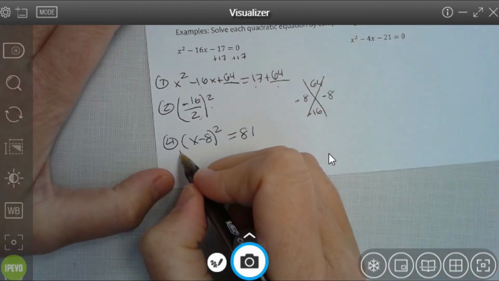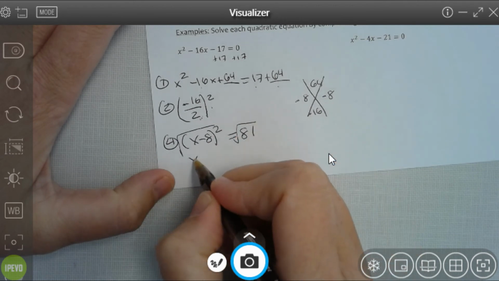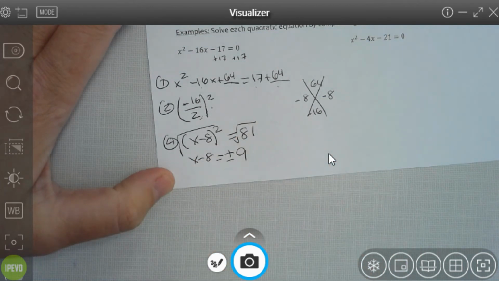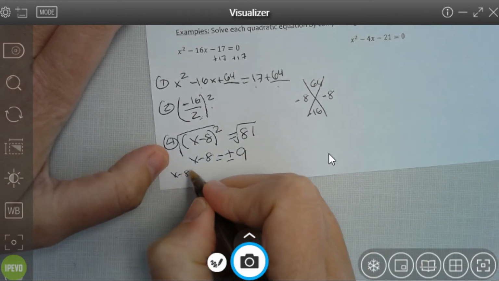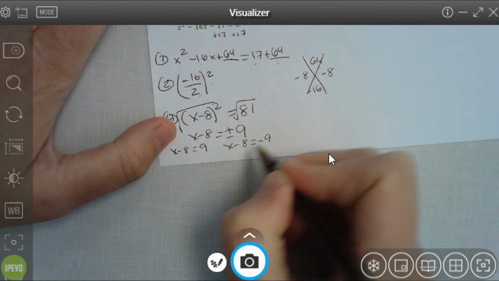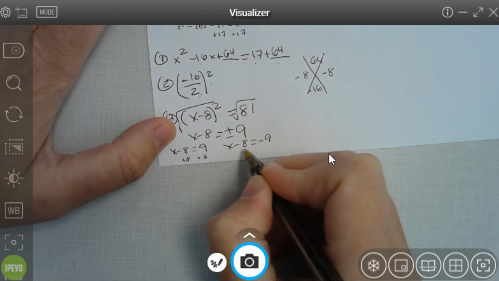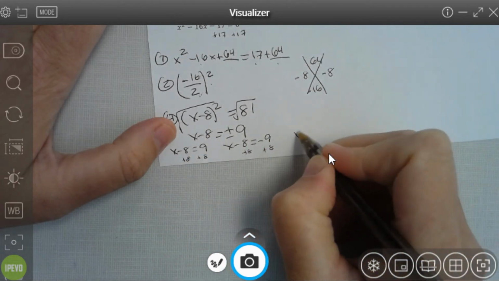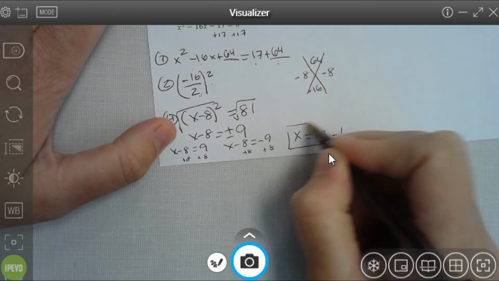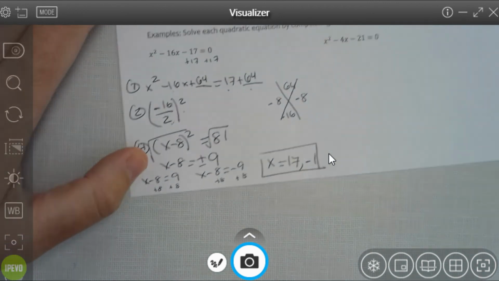Now let's finish solving it. I'm going to square root both sides. So x minus 8 equals plus and minus 9. So I need to do x minus 8 equals 9, and x minus 8 equals negative 9. Both times we're going to be adding our 8. So I'm going to get x equals 17 and negative 1. All right, let's try another one.